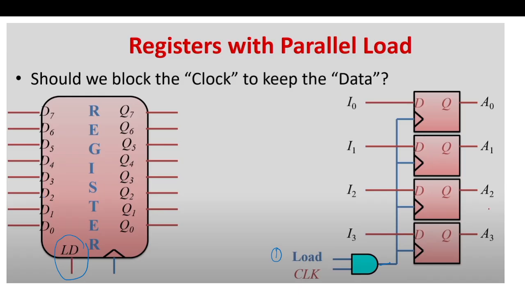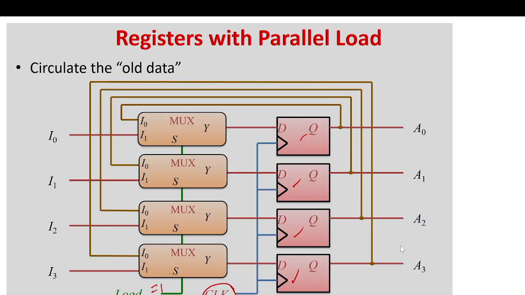But one option is that we can mask the clock when the load is 0, so that the clock will not go to the flip-flop and automatically the data will be the previous data. And the clock will be applied only on the load. But in this way, we are adding a logic gate in the clock path, which is not a good design, to modify the clock path. So what is the other method?